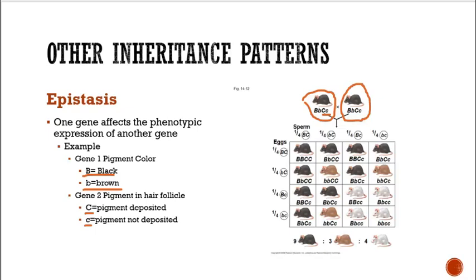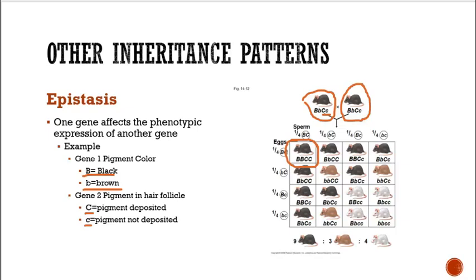So if we look at the outcomes from this cross, we see in this first block a rat that has the phenotype of being black. He has 2 dominant black alleles, so definitely will be black in color, but also has 2 dominant Cs, meaning the pigment is going to be deposited in the hair follicle. So it's producing the black pigment, and the black pigment goes into the hair follicle, and the rat appears black.